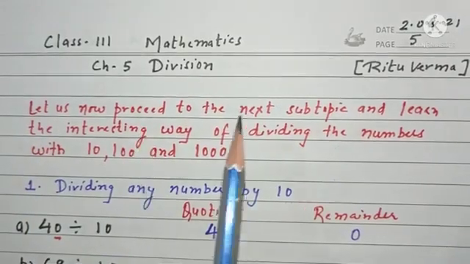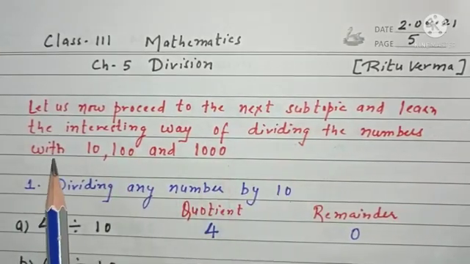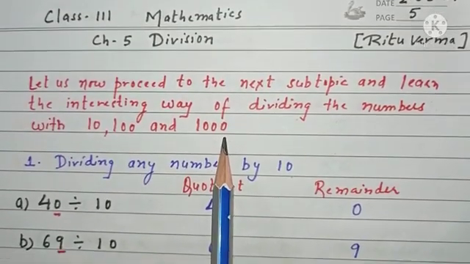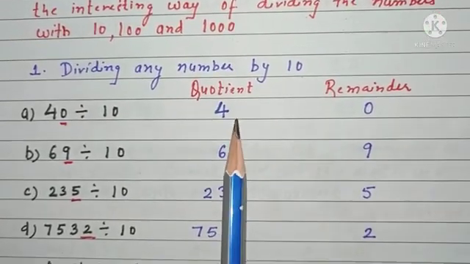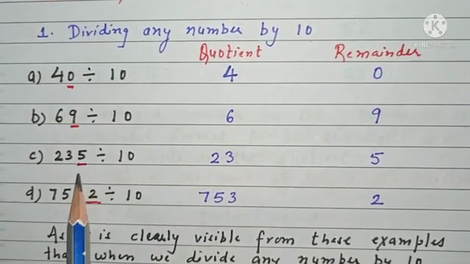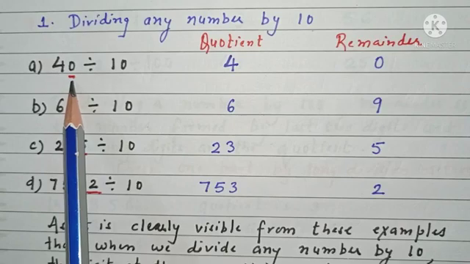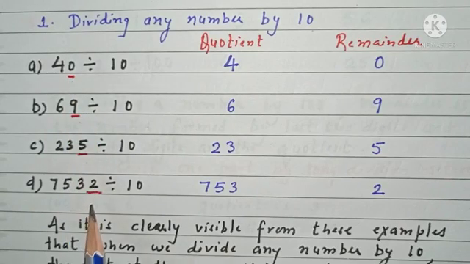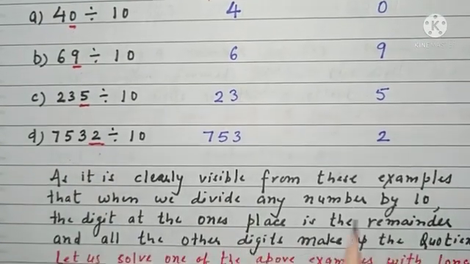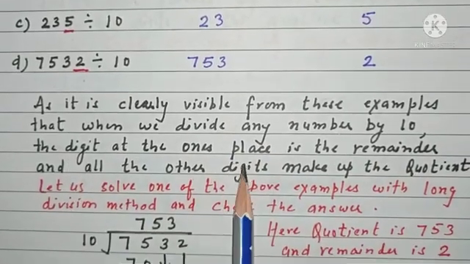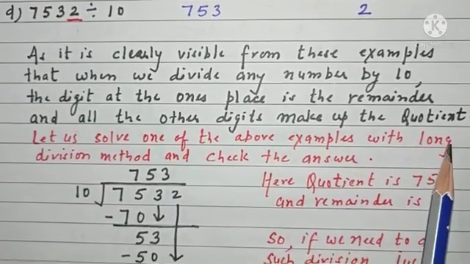Let us now proceed to the next subtopic and learn the interesting way of dividing the numbers with 10, 100 and 1000. Let us first check out dividing any number by 10. Students, when any number, whether it is a 2-digit number or a 3-digit number, is divided by 10, always the remainder is the number at the ones place. As it is clearly visible from the given examples that when we divide any number by 10, the digit at the ones place is the remainder and all the other digits make up the quotient.